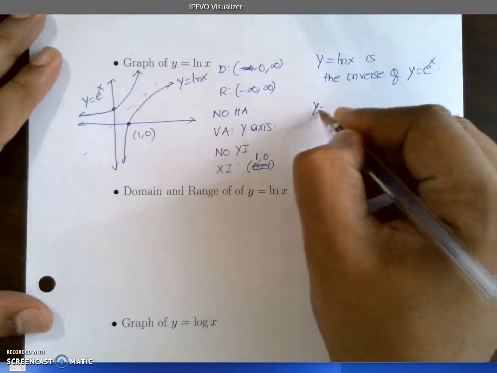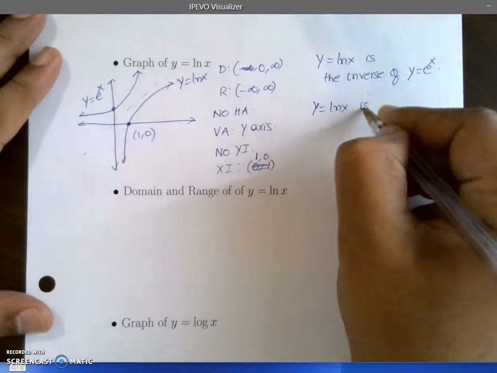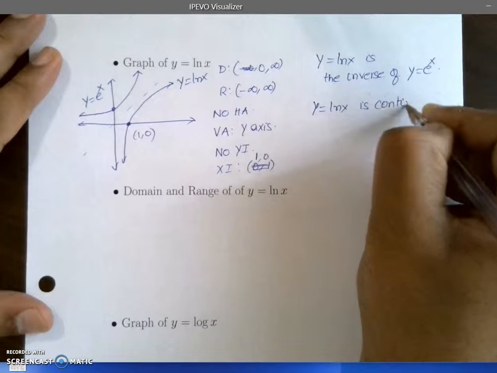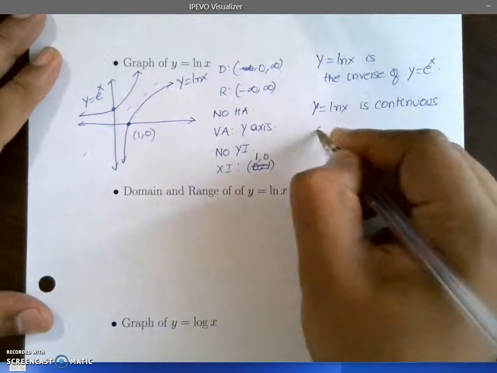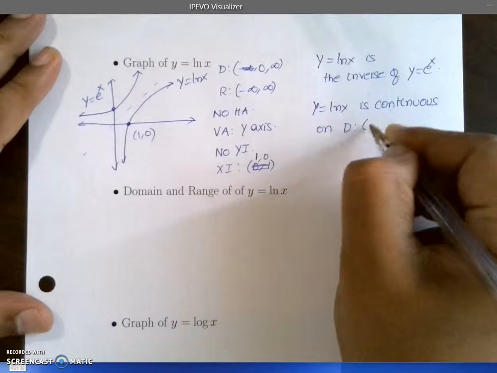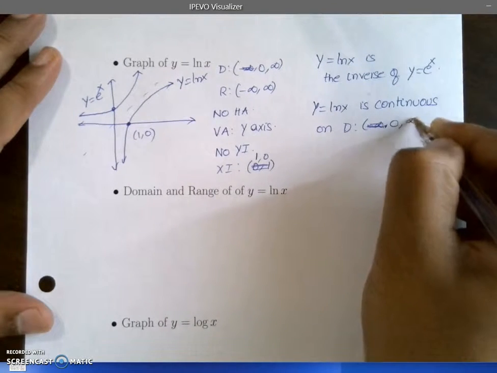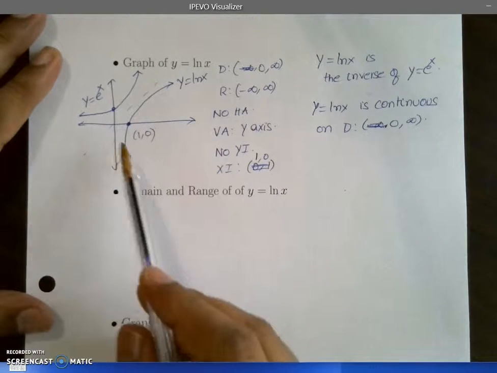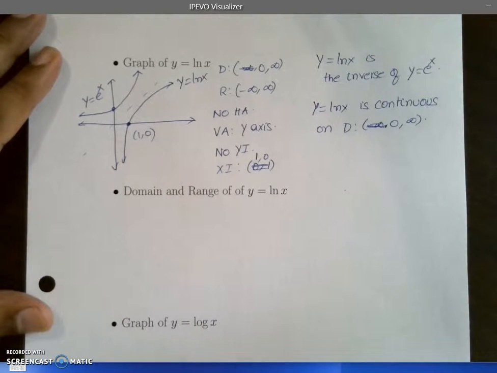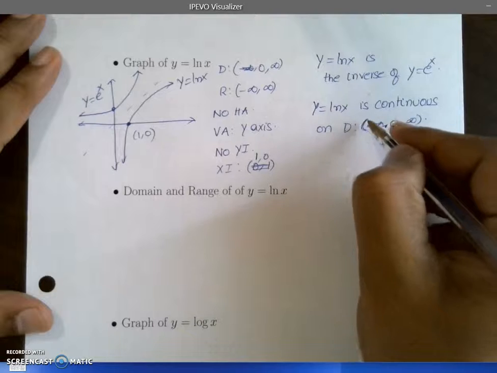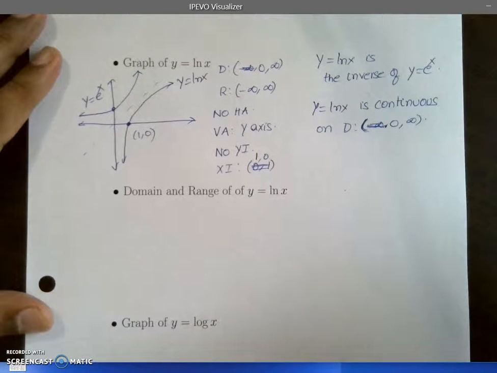So we can conclude by saying y equals natural log x is continuous on the domain 0 to positive infinity. You can see that 0 does not belong to the domain of the natural log function. That's why we excluded 0 from the domain.